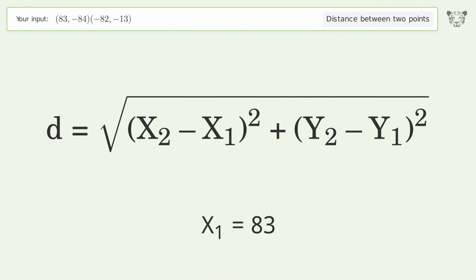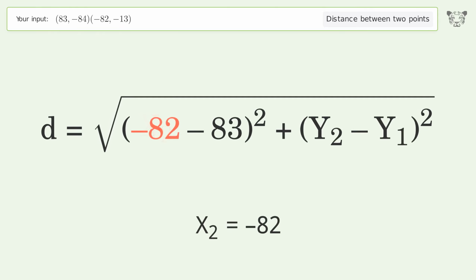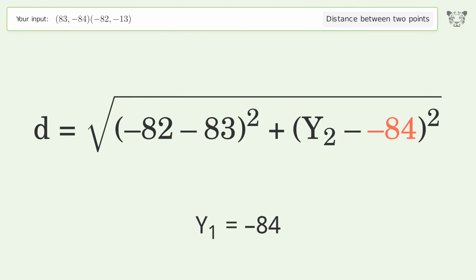x1 equals 83. x2 equals negative 82. y1 equals negative 84. y2 equals negative 13.